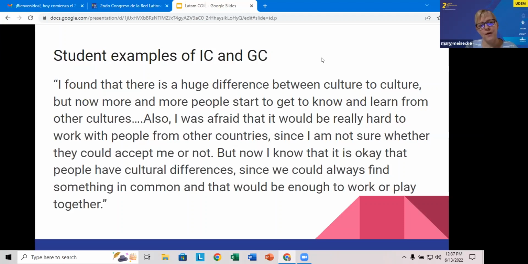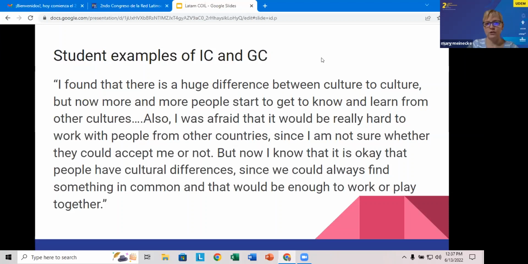This student says, I found that there is a huge difference between culture to culture, but now more and more people start to get to know and learn from other cultures. Also, I was afraid that it would be really hard to work with people from other countries, since I'm not sure whether they would accept me or not. But now I know that it's okay that people have cultural differences, since we could always find something in common that would be enough to work or play together.